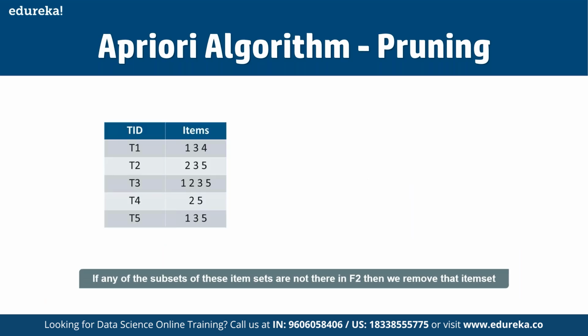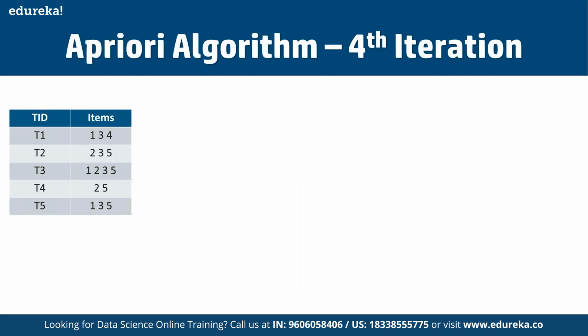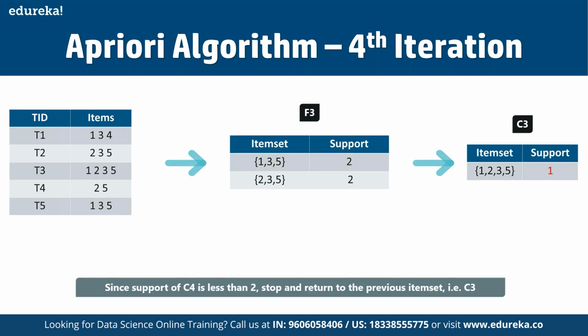And then in terms of the fourth iteration, let's suppose here we have the transaction ID, and here we have the item set and support. Since the support of this item set is going to be less than 2, we will stop here, and the final item sets we have are the F3 ones. And till now we have not calculated the confidence value yet. So this is something that we have to keep in mind.